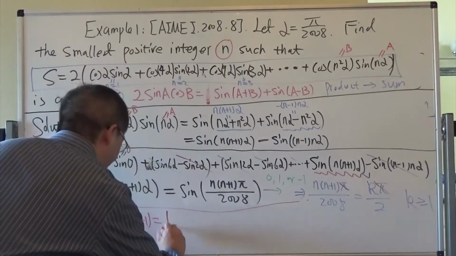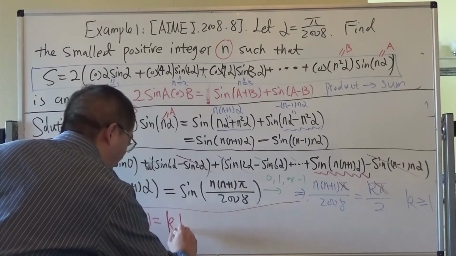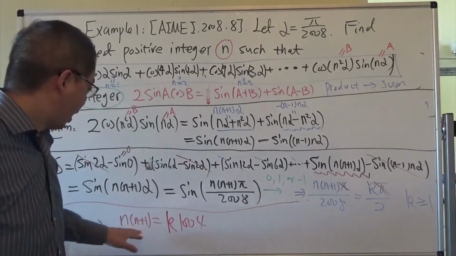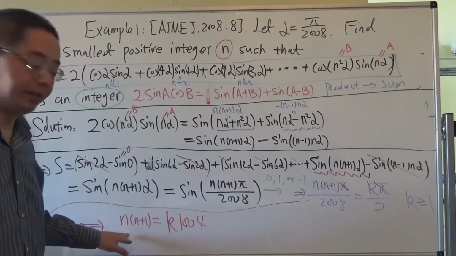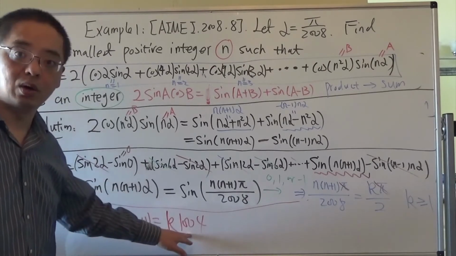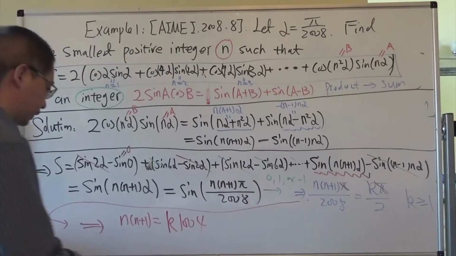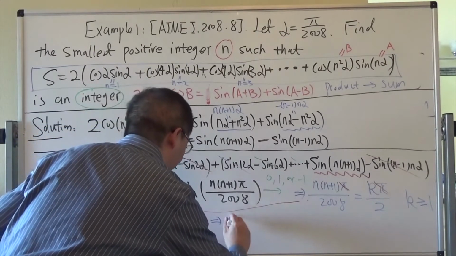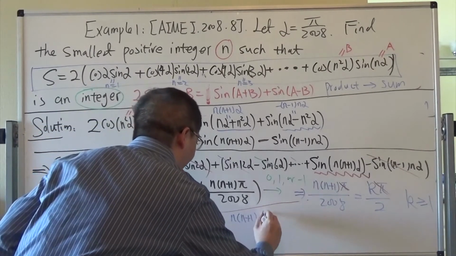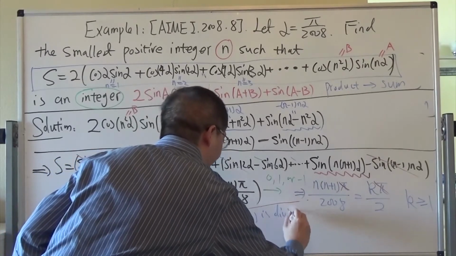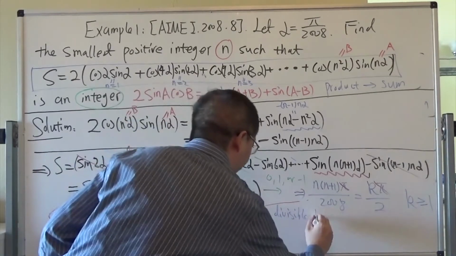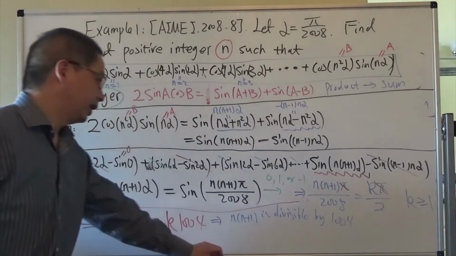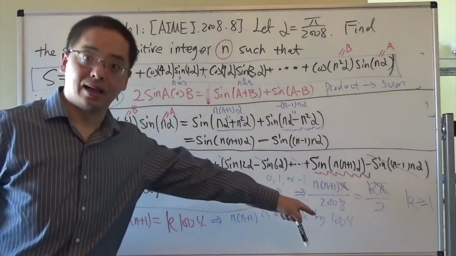over 2, so it's k times 1004. Okay, so then what we want is that n times n plus 1 is divisible by 1004. So this just implies n times n plus 1 is divisible by 1004.